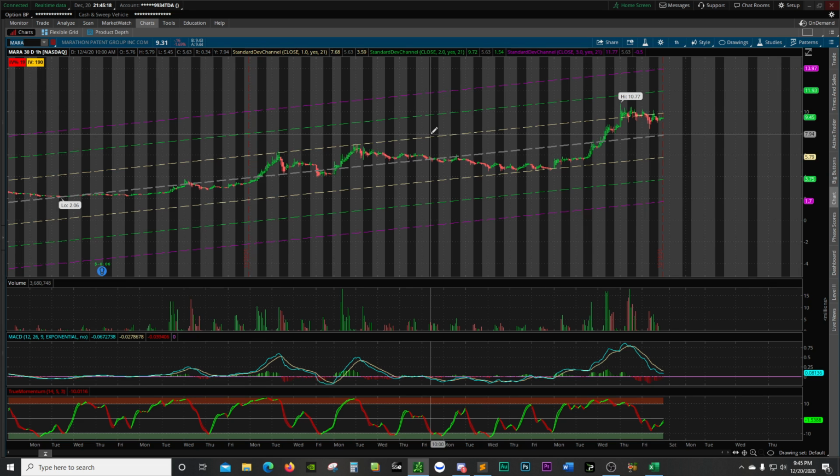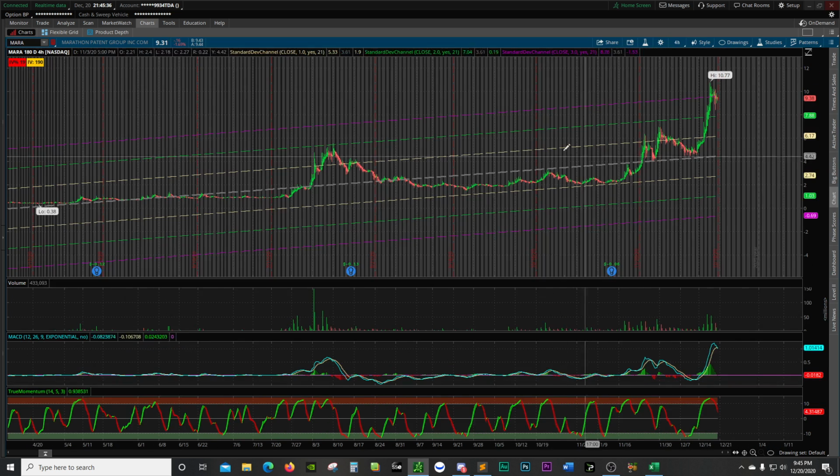What is MARA? The MARA Patent company. It's a cryptocurrency mining company. Oh, so they actually mine cryptos. Okay. I don't know, man. I don't follow cryptos too much. I think it's going to have a pullback.